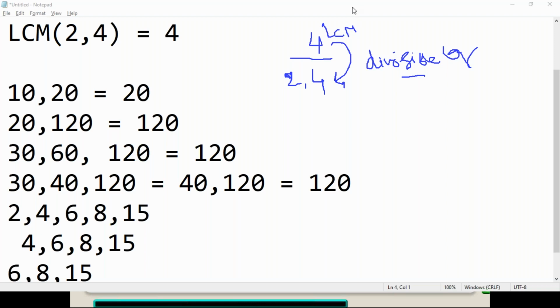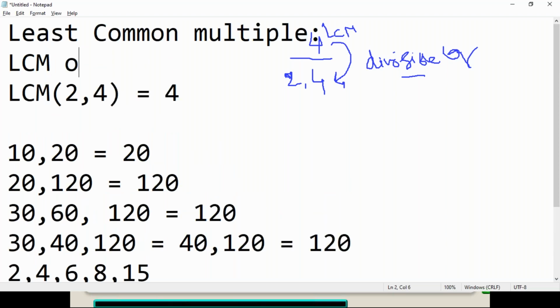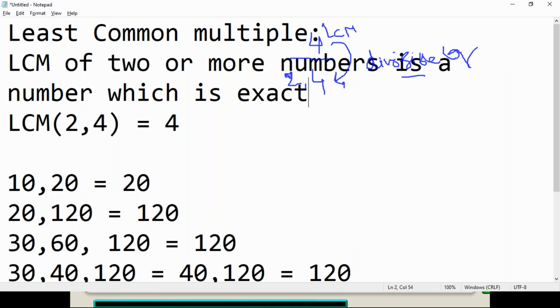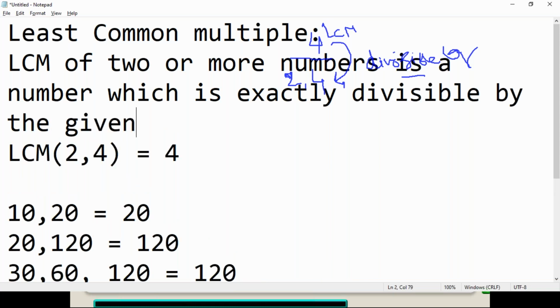Clear? So write down: LCM of 2 or more numbers is a number which is exactly divisible by the given numbers. 2, 4 LCM is 4, nothing but 4 is exactly divisible by 2, 4. 10, 20 LCM is 20, 20 is exactly divisible by 10, 20.